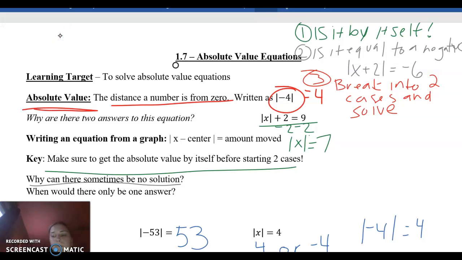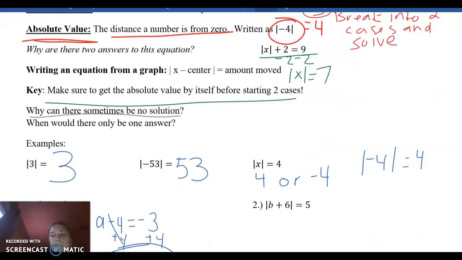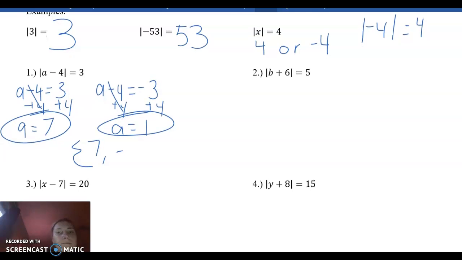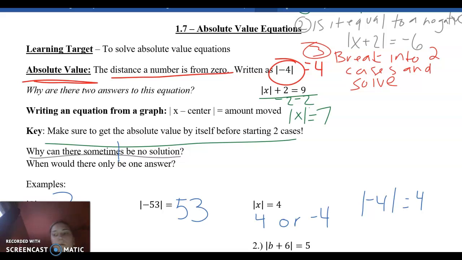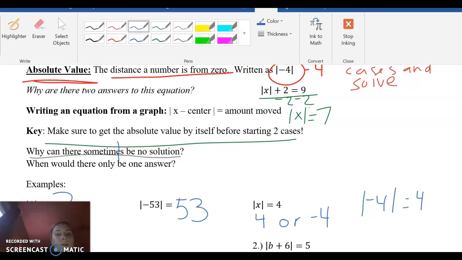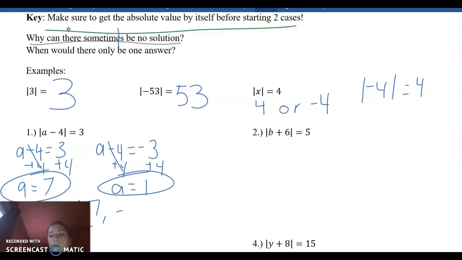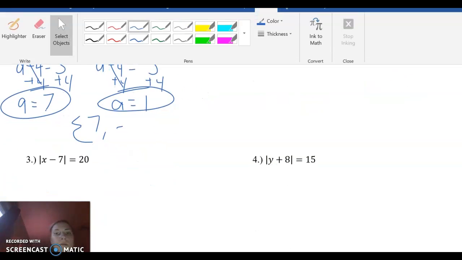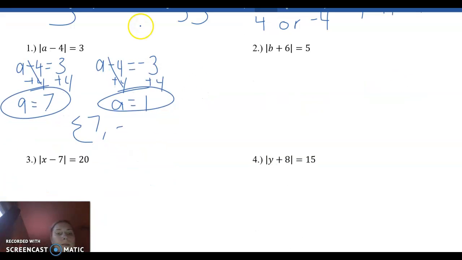We can write those as 7 and 1. Not the negative, we don't want that. I was trying to erase it, but it was malfunctioning.